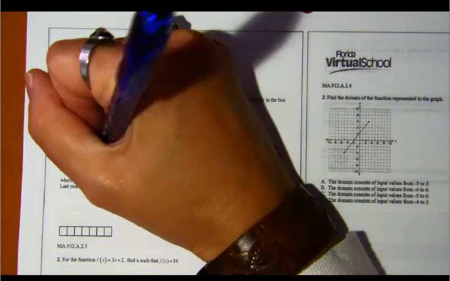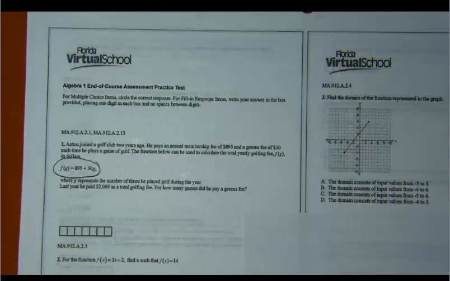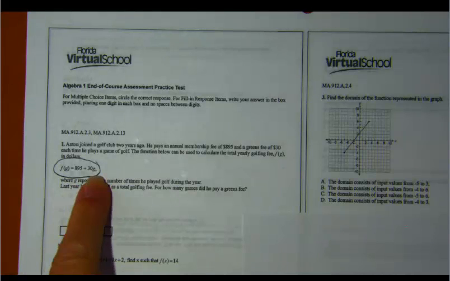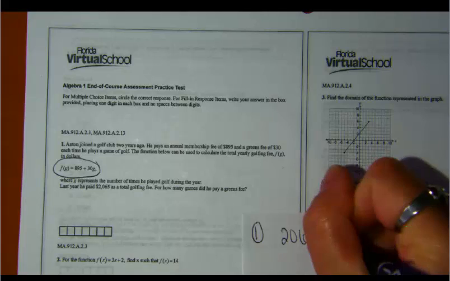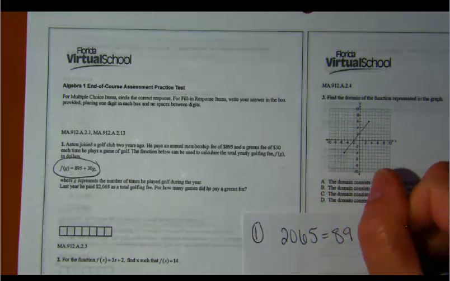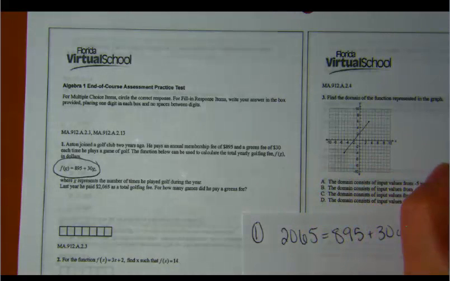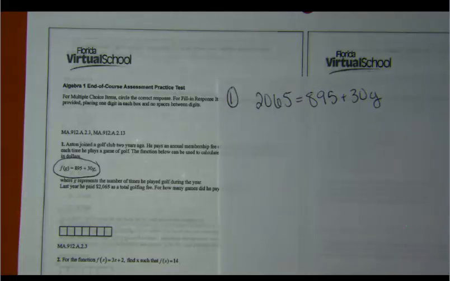Here's his annual total, like how much he pays. And G is the number of times he played golf. So if he pays $2,065, we have to plug that in for his total fee. So we end up solving this equation.